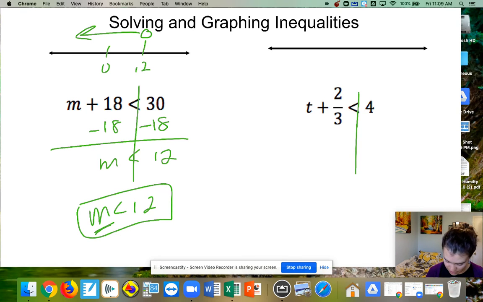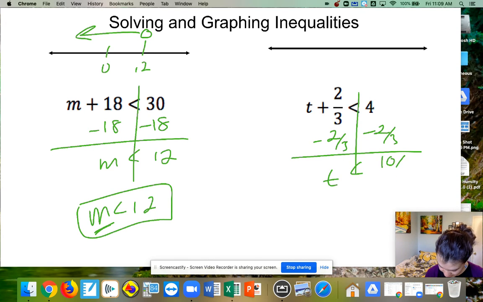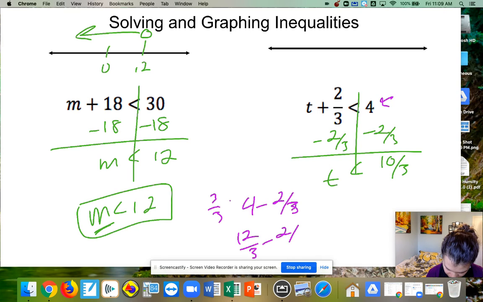Same idea on this next one. I'm going to drop my line down, subtract 2/3, subtract 2/3. And then at this point, you're welcome to use a calculator and do the fraction button, or you can do it by hand. But you'll get t is less than 10/3 from here. So how we did that, if I do it in a different color, we want to do it by hand. We need to get a common denominator on this 4. So we have 4 minus 2/3. I'm going to multiply this by 3 over 3. So you'd get 12 over 3 minus 2/3, which then gives you the 10/3. So your answer again is t is less than 10/3.